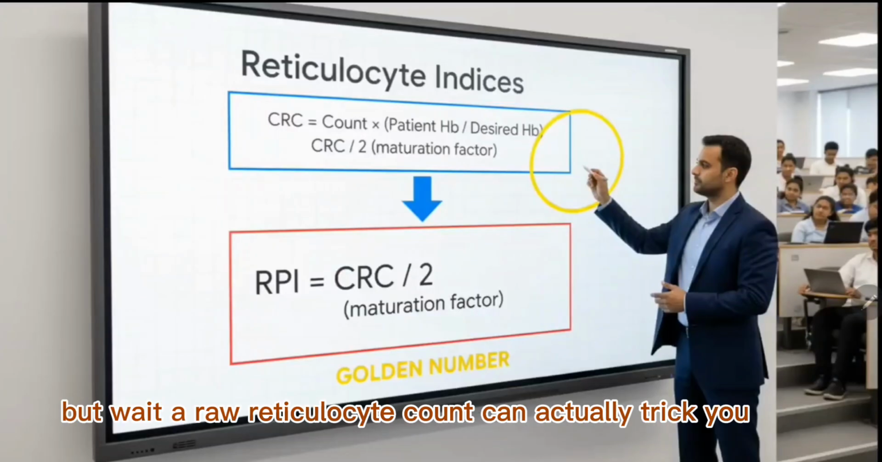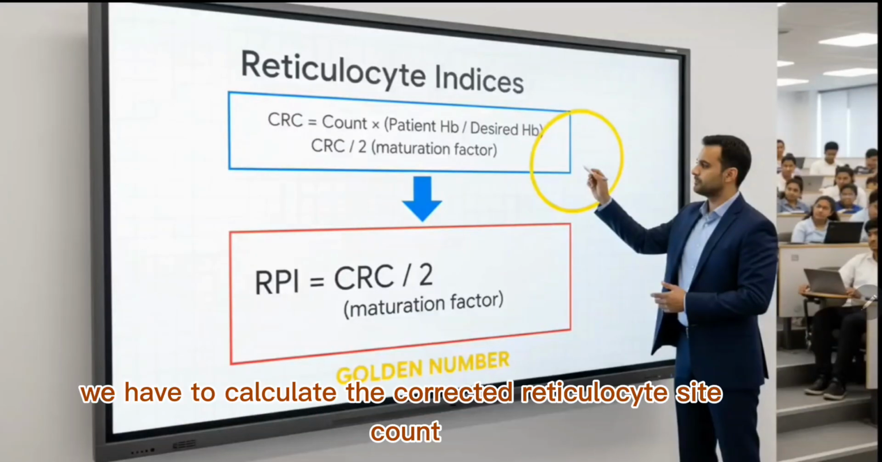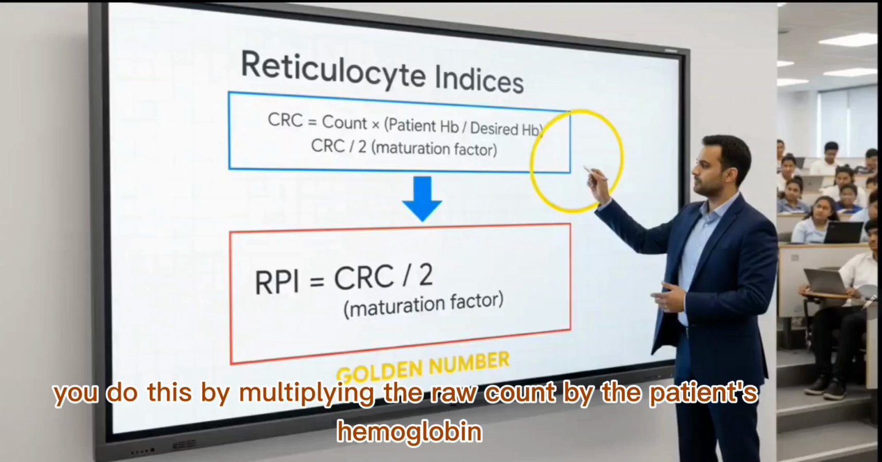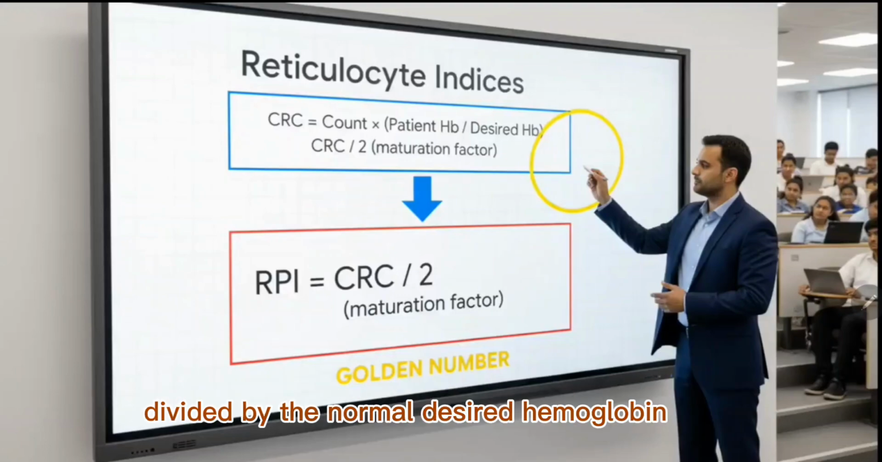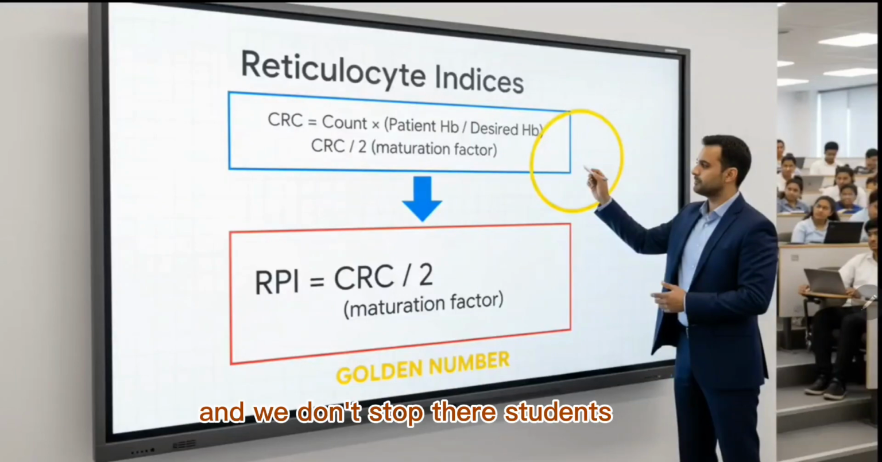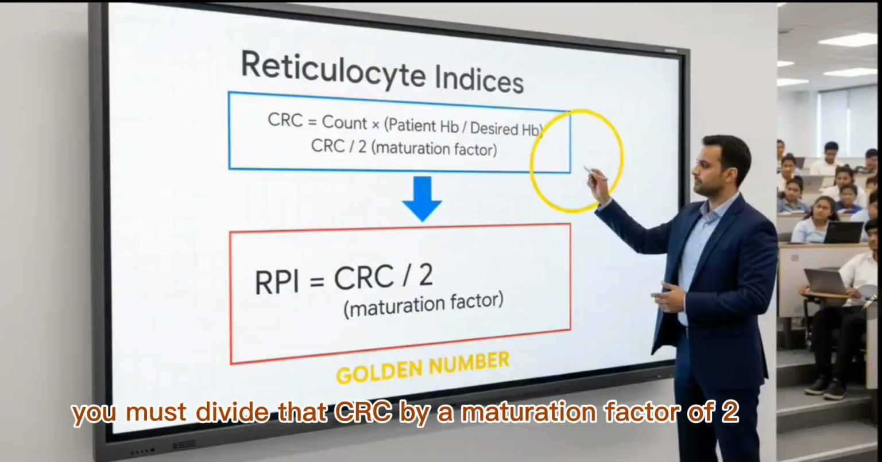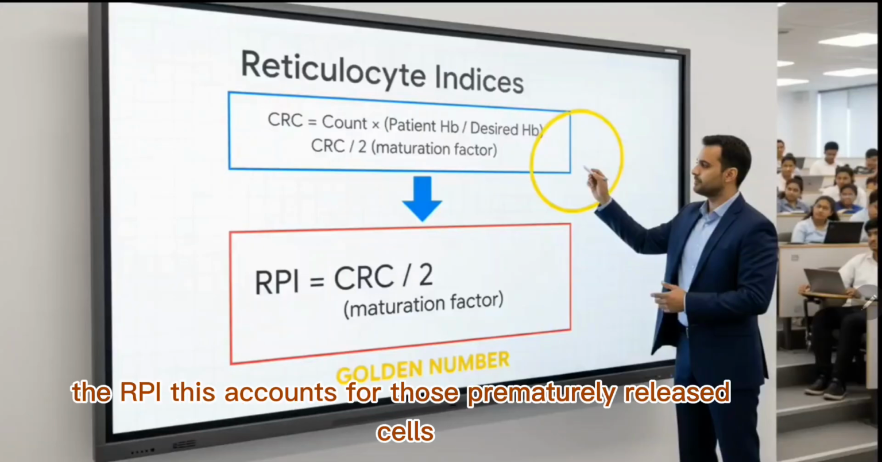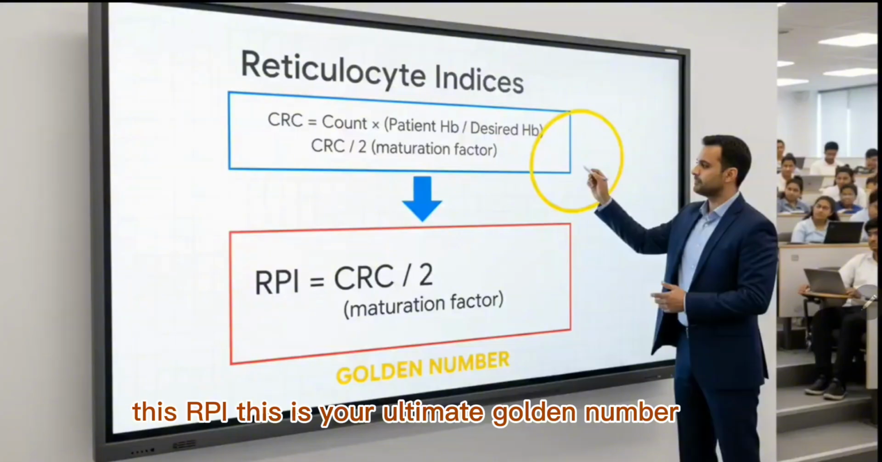But wait, a raw retic count can actually trick you. To know what's really going on, we have to calculate the corrected reticulocyte count, or CRC. You do this by multiplying the raw count by the patient's hemoglobin divided by the normal desired hemoglobin. And we don't stop there, students. You must divide that CRC by a maturation factor of 2 to get the reticulocyte production index, the RPI. This accounts for those prematurely released cells. This RPI, this is your ultimate golden number.